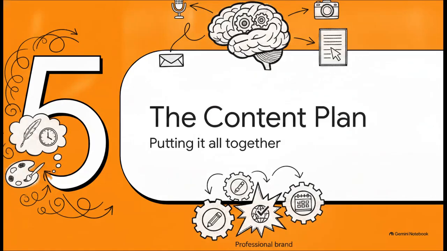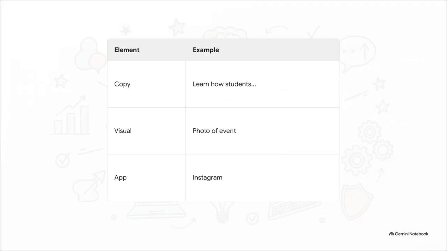And that brings us to our fifth and final section, the complete content plan. This is where we put it all together, combining writing, design, and scheduling into one unified task. Take a look at what an individual post looks like when you treat it as a complete asset. If you're promoting a student event, you don't just type out a caption and hope for the best.